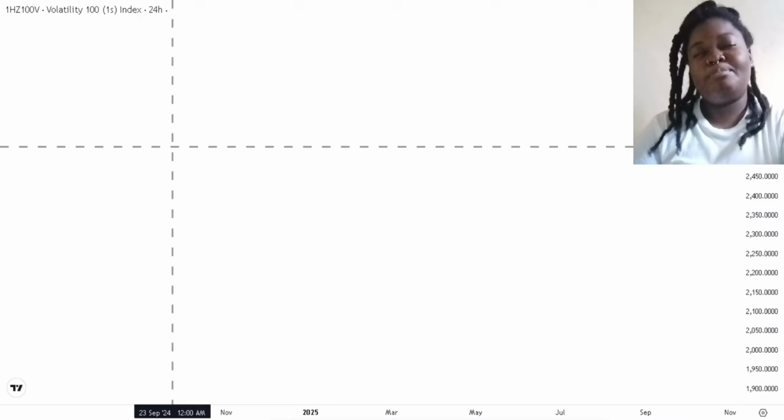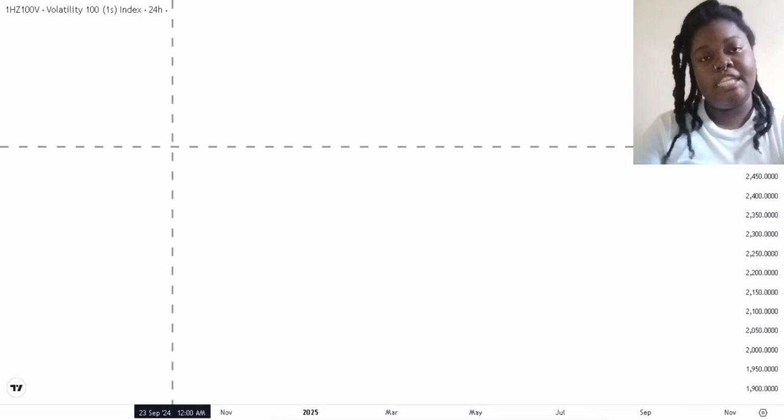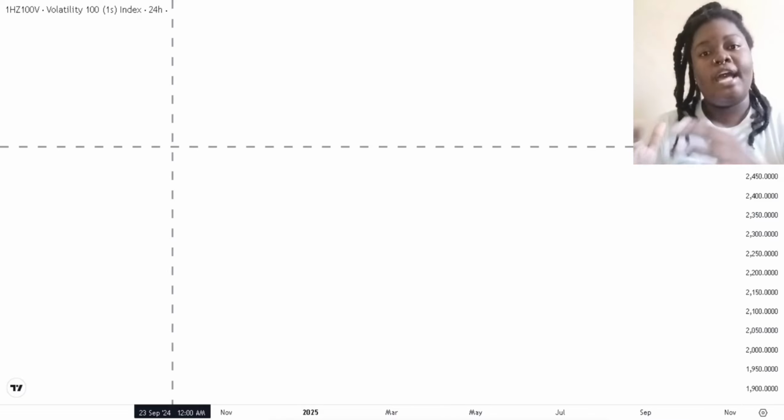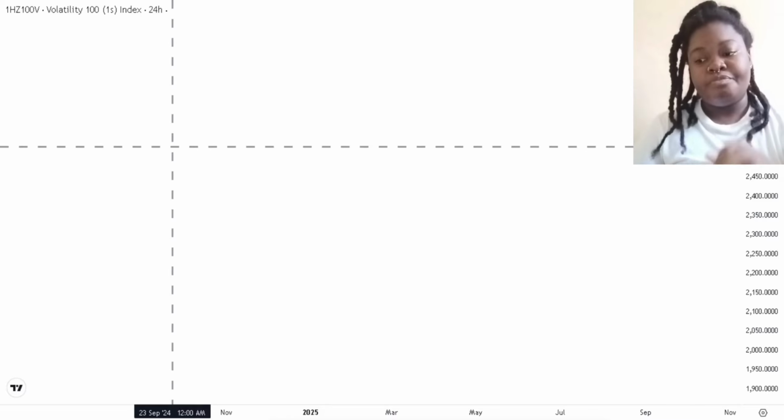Today's video is basically going to be about how I properly spot structure to use my Fibonacci retracement tool within the internal structure. So it's between the most recent swing high and the most recent swing low.